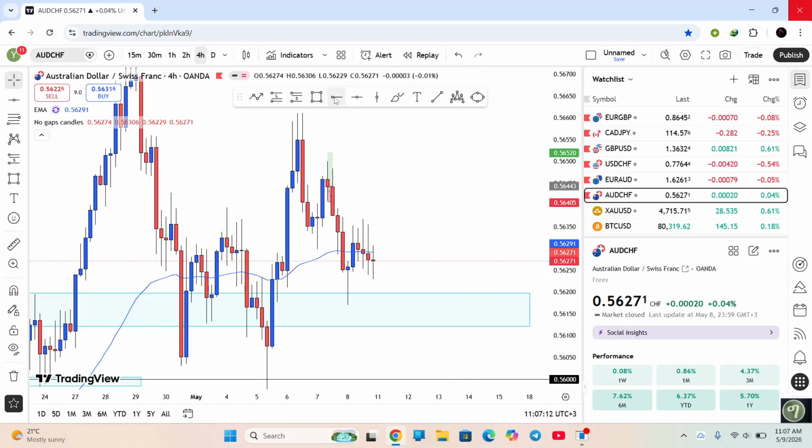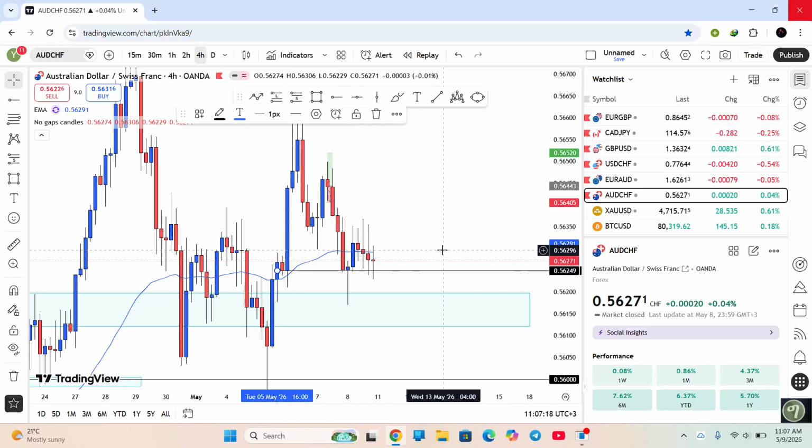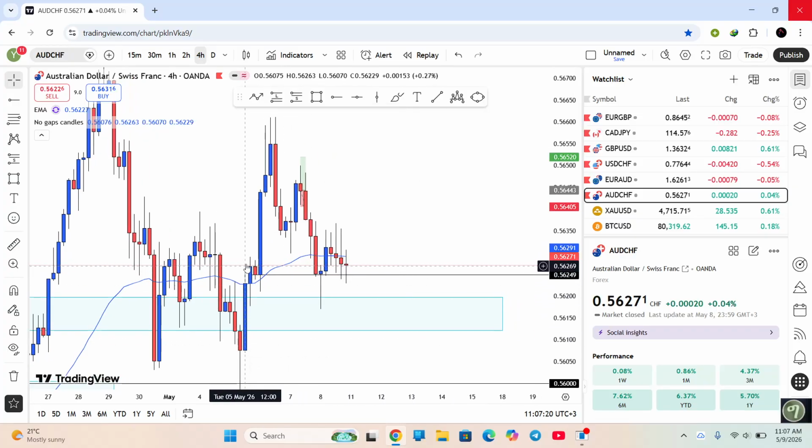I would love it if it does not have a body closure under this higher low point. I will not be interested otherwise, because as you can see, price is forming higher low. This is the higher high point, this is the higher low point. So anything that happens inside of this is just market structure.